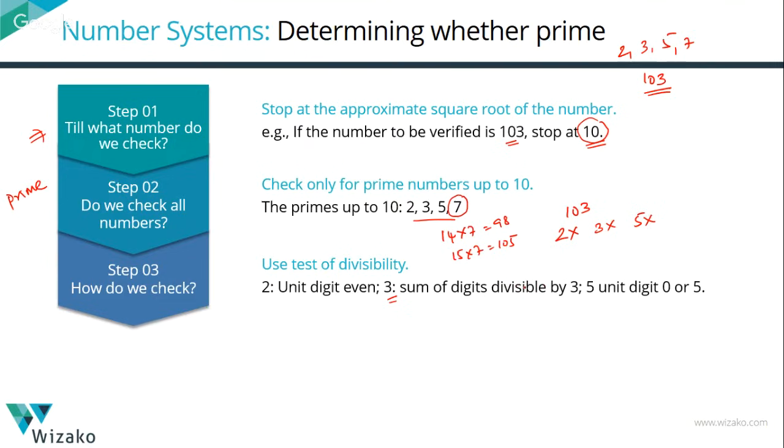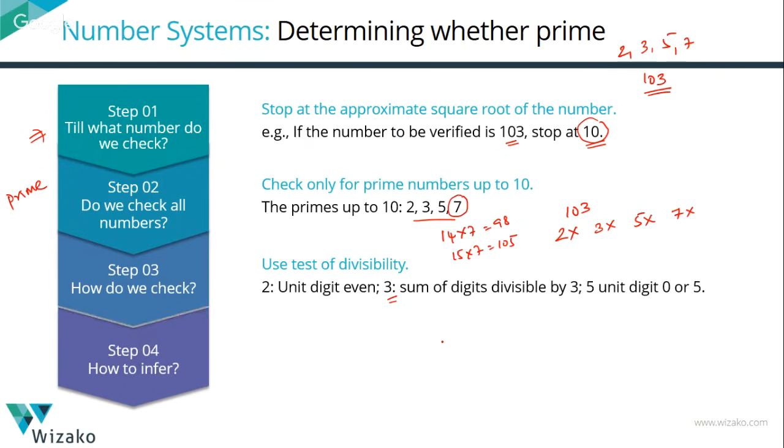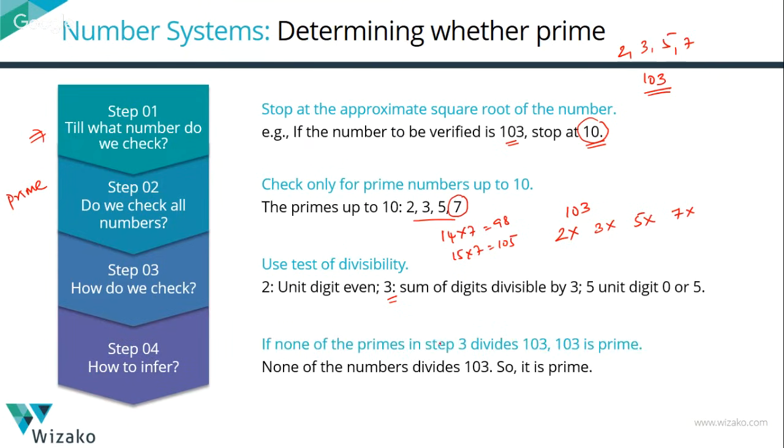Essentially, 103 is not divisible by 7 either. So 103 is not divisible by 2, not divisible by 3, not divisible by 5, not divisible by 7. So what do we infer from this? If 103 had been divisible by one of these 4 numbers, it would not have been prime. Because none of these numbers divides 103, 103 is prime.